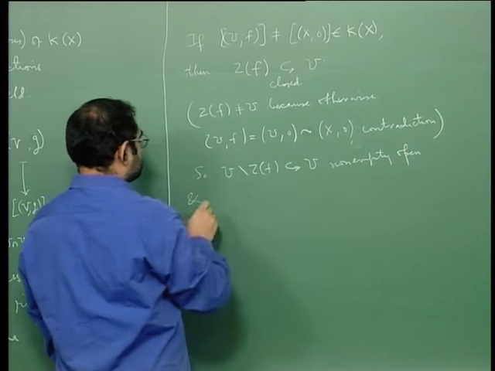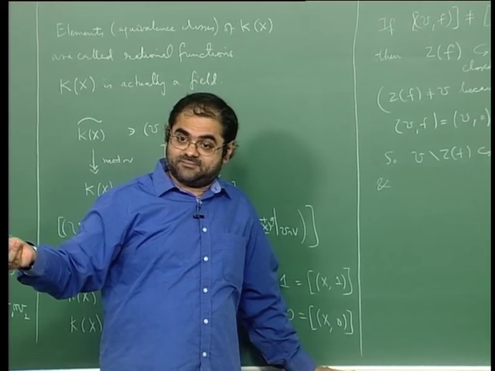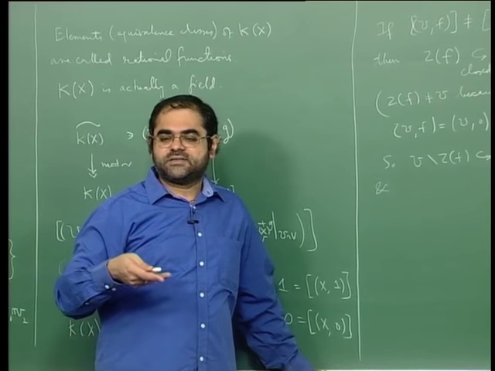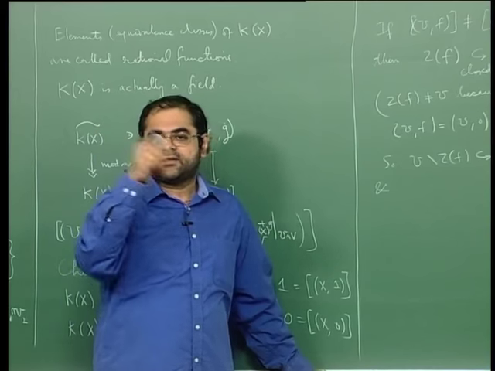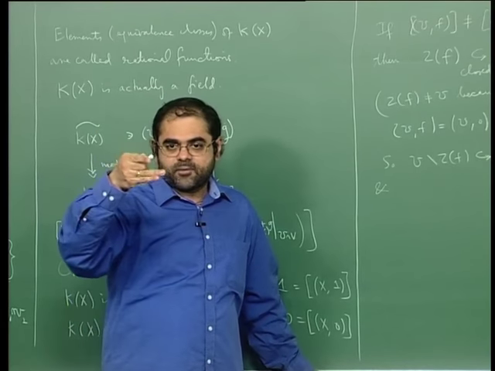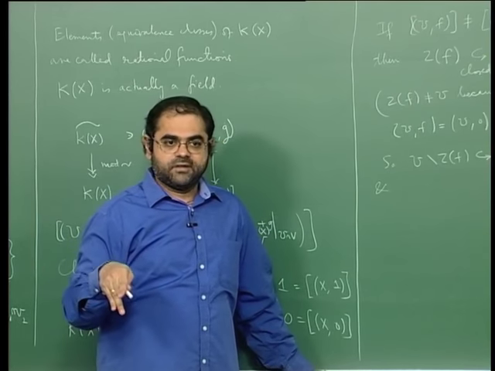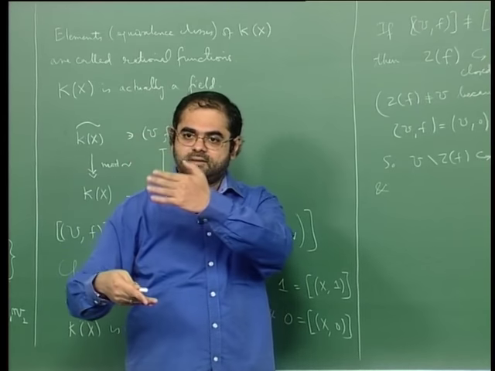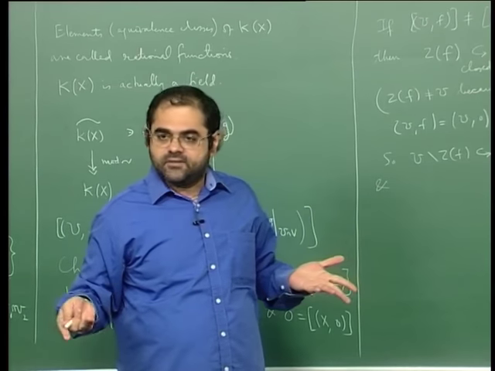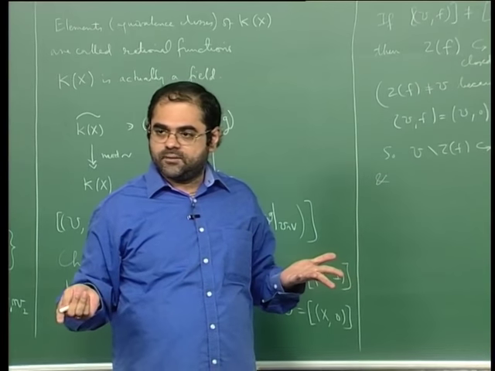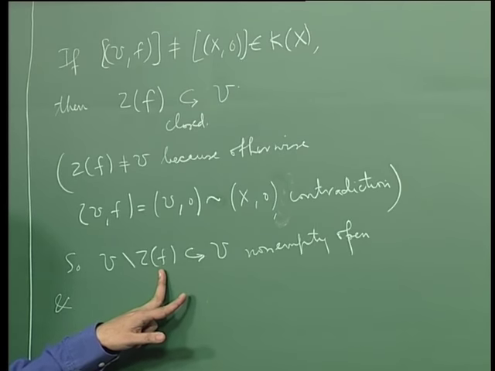And of course, where a regular function doesn't vanish, its reciprocal is also a regular function. After all, a regular function is locally of the form quotient of polynomials. Where it will not vanish is where the numerator polynomial does not vanish. Already when you are writing the quotient, the denominator polynomial cannot vanish. If the numerator also does not vanish, then the reciprocal of these two will again give you a regular function at that point locally. Therefore wherever a regular function doesn't vanish, its reciprocal is also a regular function.